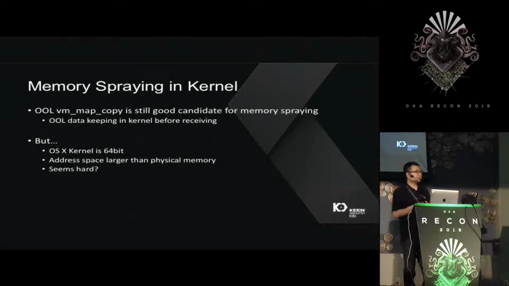So let's think about memory spraying in the kernel. Although the vm_map_copy structure is mitigated a lot, it still has some good features for memory spraying, because before you receive the data, the OOL data will be kept in the kernel.